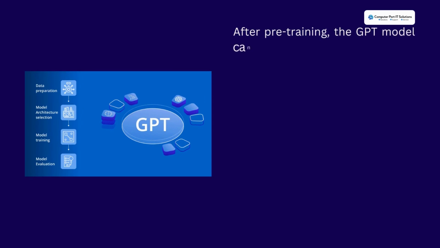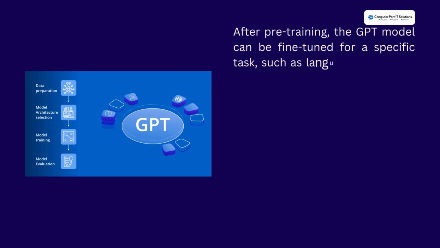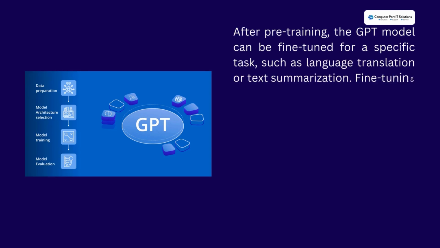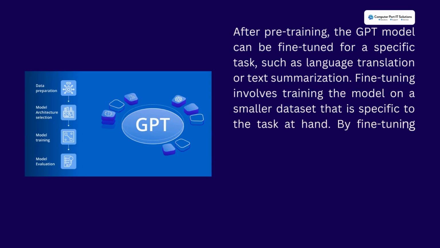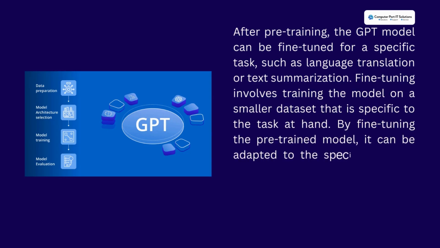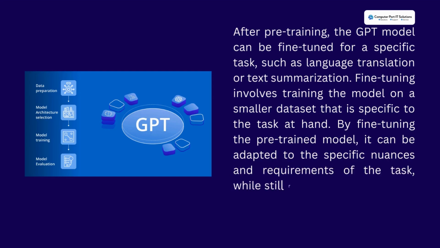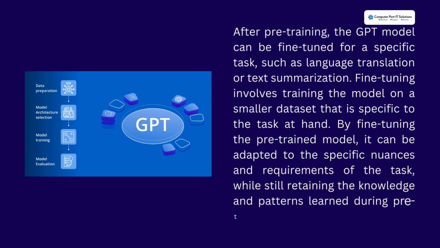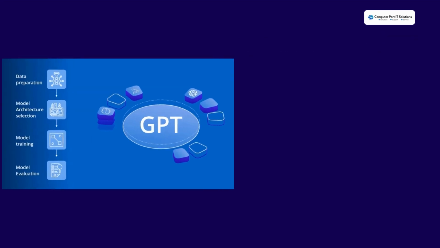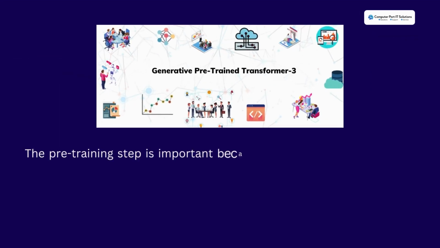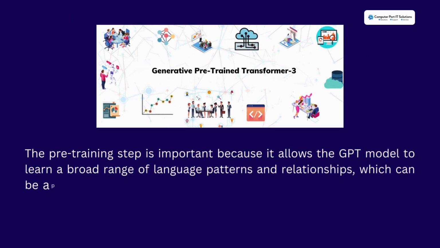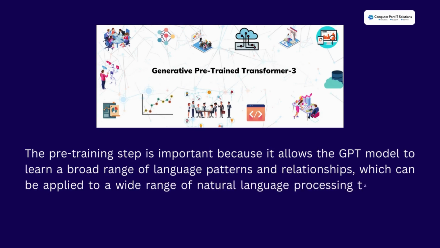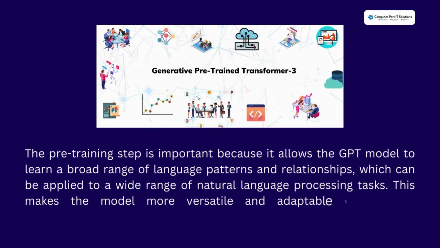After pre-training, the GPT model can be fine-tuned for a specific task, such as language translation or text summarization. Fine-tuning involves training the model on a smaller dataset that is specific to the task at hand. By fine-tuning the pre-trained model, it can be adapted to the specific nuances and requirements of the task, while still retaining the knowledge and patterns learned during pre-training. The pre-training step is important because it allows the GPT model to learn a broad range of language patterns and relationships, which can be applied to a wide range of natural language processing tasks. This makes the model more versatile and adaptable to different applications.